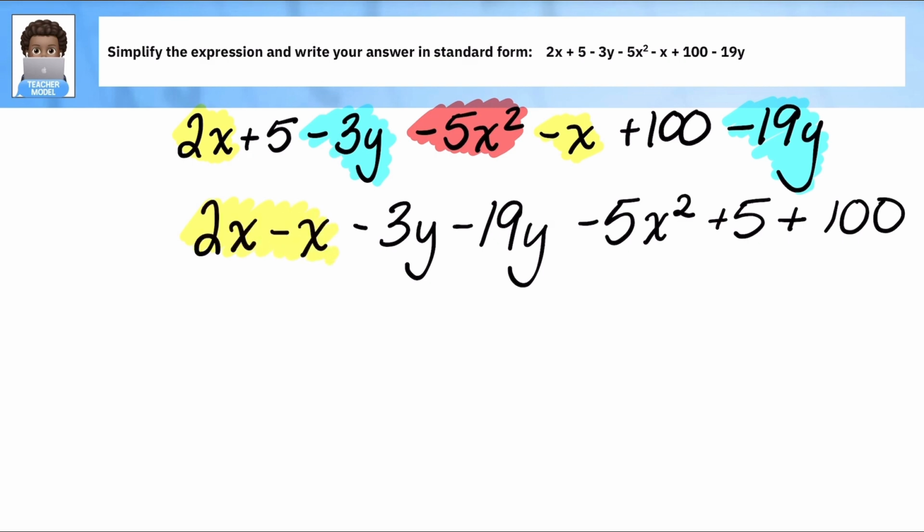So 2x minus x leaves me with just x. All right, let's look at my blues. So negative 3y and negative 19y. I'm going to add those up together. I actually have negative 22y. So it is subtracting. I just know they're both negative. So in my mind, I have more negatives.